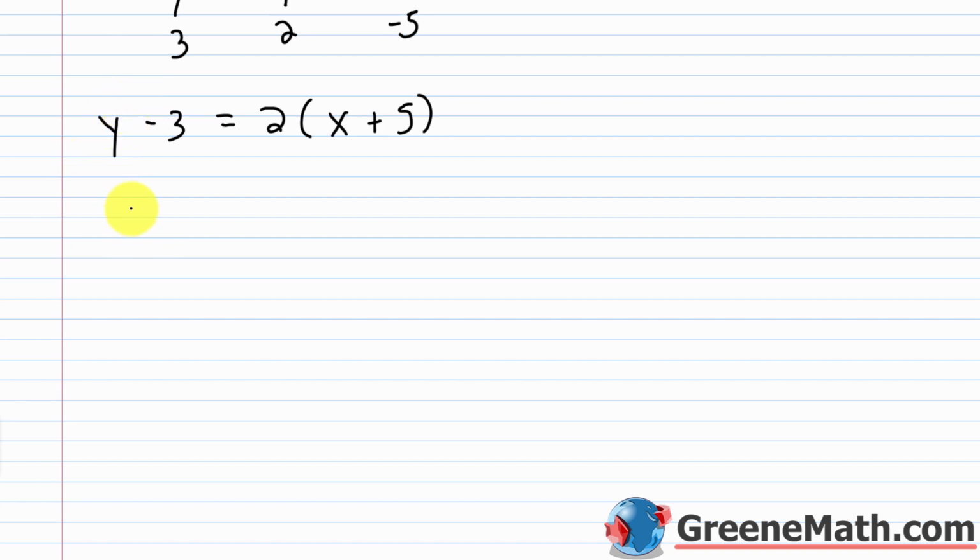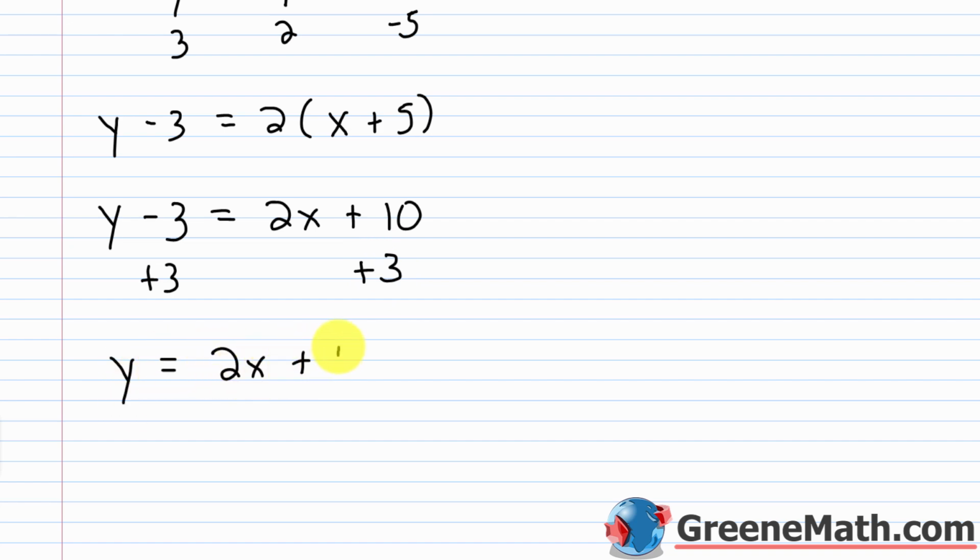So to do that, let's simplify. Let's go y minus 3 is equal to 2 times x, that's 2x, plus 2 times 5, that's 10. I would add 3 to both sides of the equation, and I would have y is equal to 2x plus 13. So this is slope-intercept form. And again, this mirrors y equals mx plus b, where m is your slope, right? That's the coefficient of x, and b is your y-intercept. In this case, that's going to occur at 0, 13.